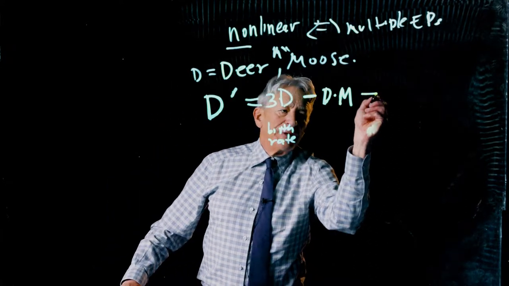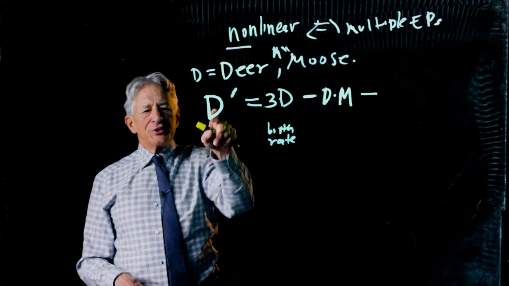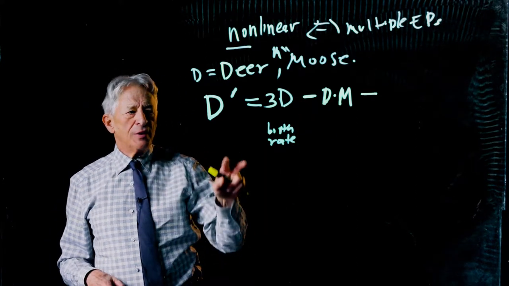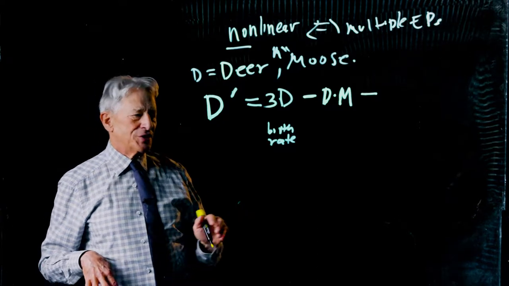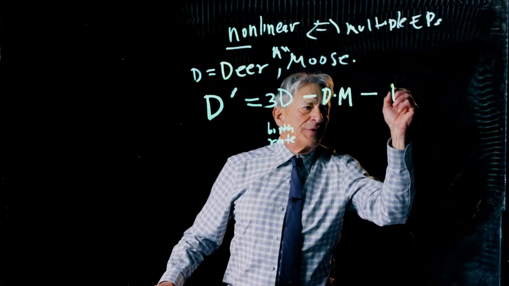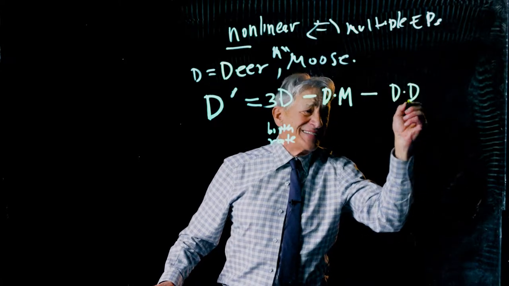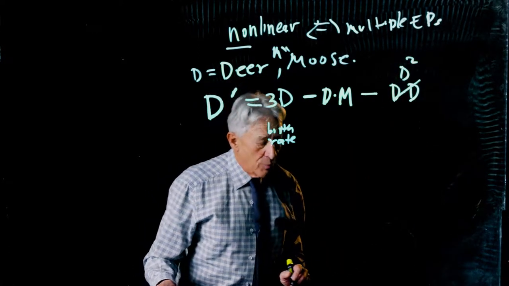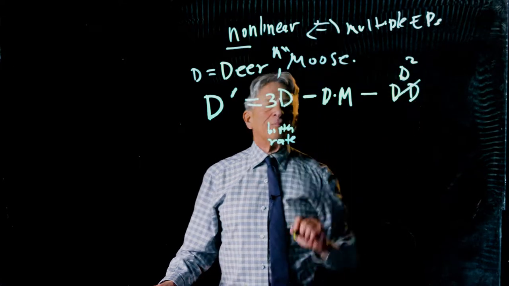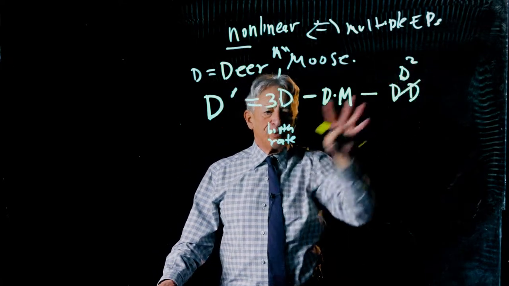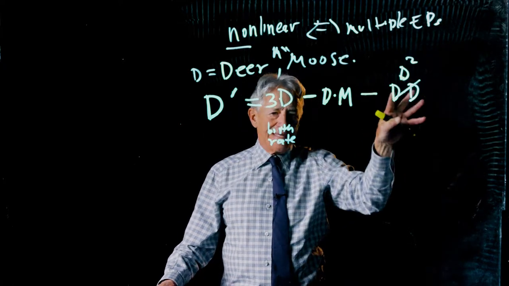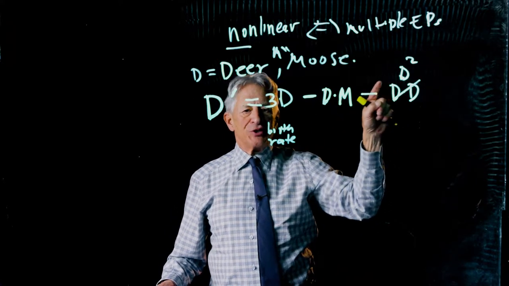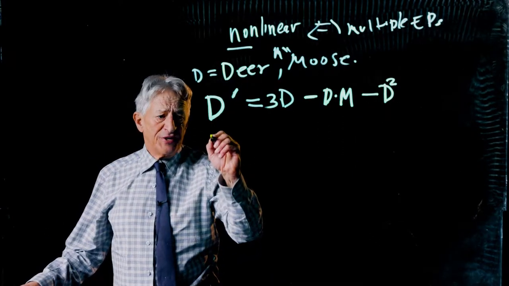Then the other negative term is competition between deer, intra-species competition. This is cross-species competition. Now we need an intra-species competition term, and that's going to be dependent upon how many times a deer meets a deer, or, of course, D squared. And we're going to assume that that coefficient is also 1. So we have a simple differential equation here for D. Birth, interspecies competition, intraspecies competition. Okay, now we need an M prime equation.